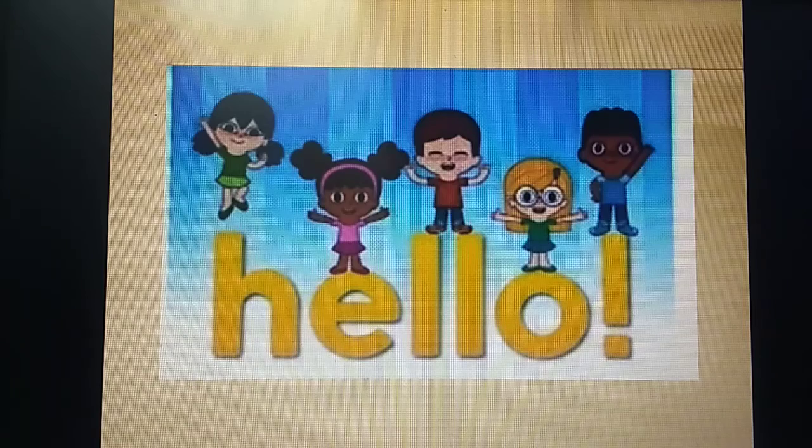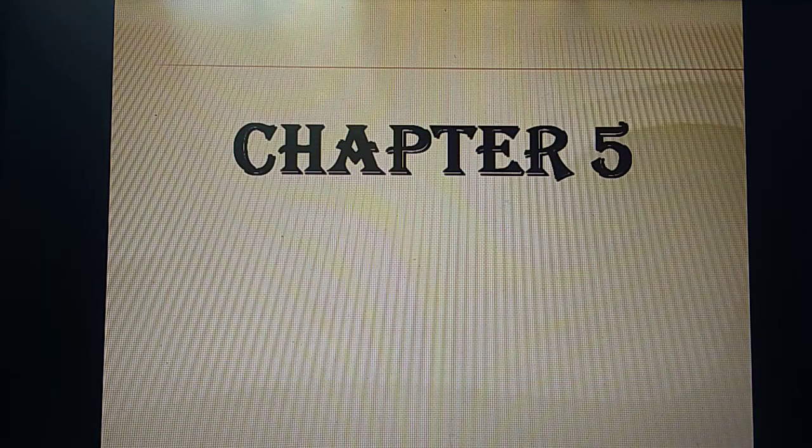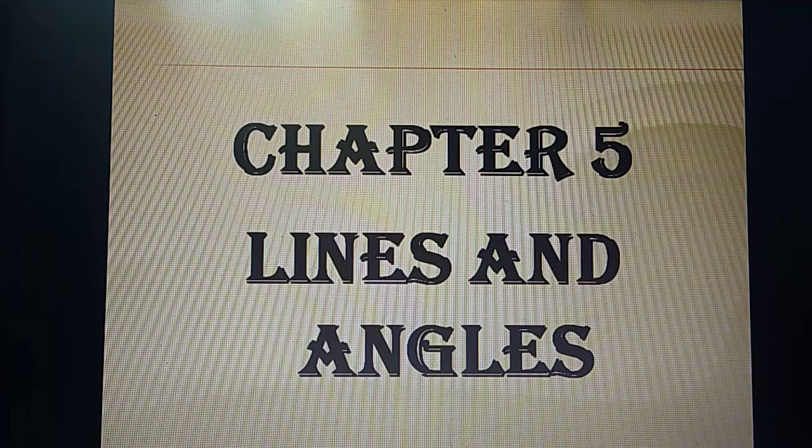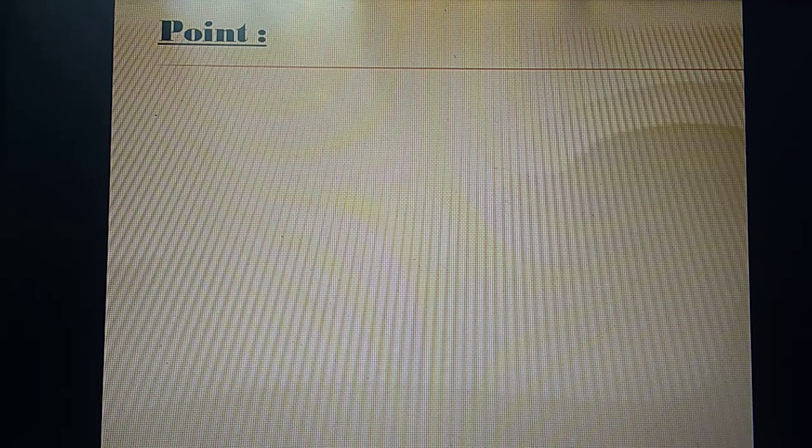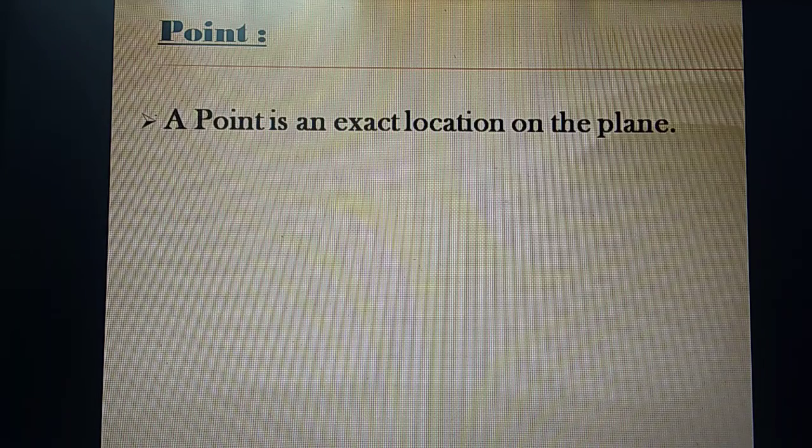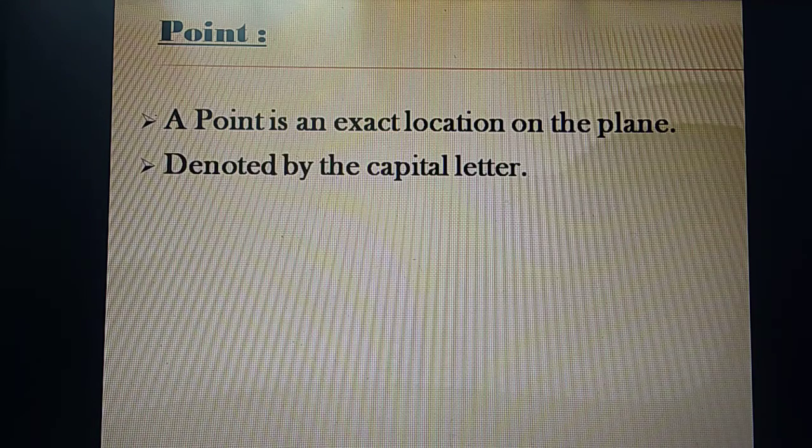Today we will start with a new chapter, chapter 5, Lines and Angles. The very first topic is point. What is a point? A point is an exact location on the plane. It is always denoted by a capital letter. So whenever we place or put a dot on a plane, we will name it as a point.